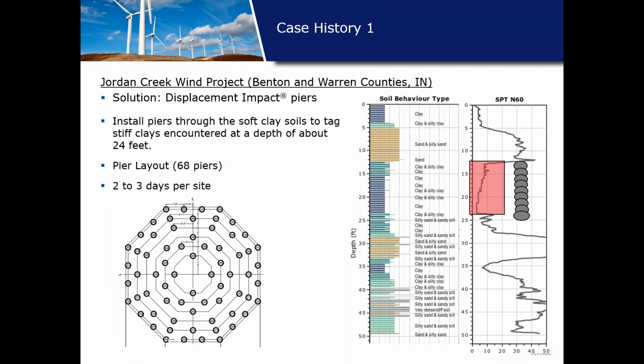So our solution on this project was to install impact piers. And we elected to put in impact piers because, if you recall, those are displacement piers with a bottom feed system. And we were able to drive the mandrel through those caving sands without any issue down to our design depth and construct the pier without having any caving or contamination of the pier itself. We ended up using a pier layout of about 68 piers. We could install the piers in 2 to 3 days apiece.